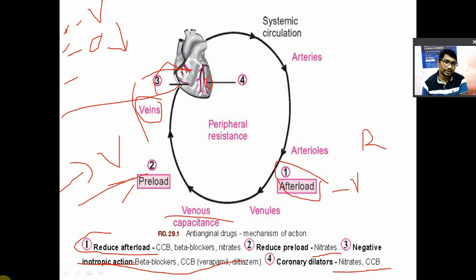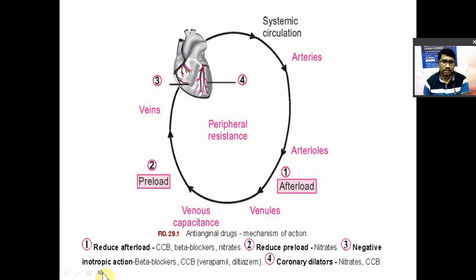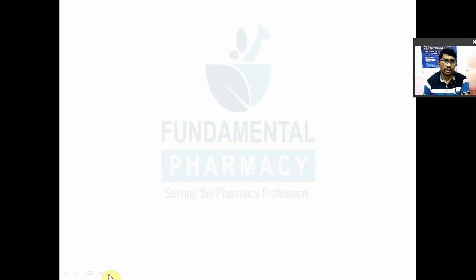So these are the different categories of drugs. They are used in angina pectoris. Are you getting or not? These are the categories of drugs that can be used in angina.